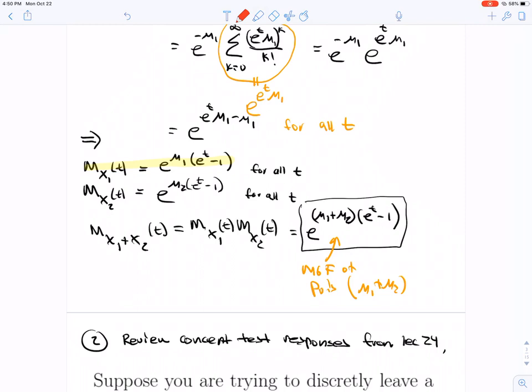If you're wondering how you go about proving, for example, the central limit theorem, guess what? You prove it using an MGF. Interested people, come see me about that.